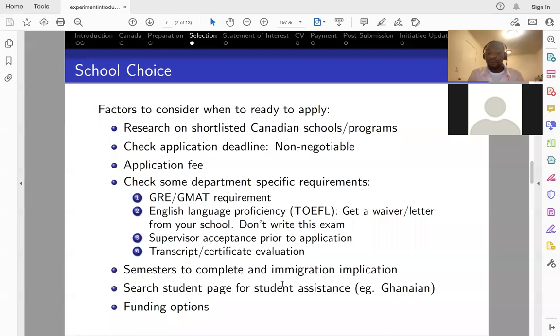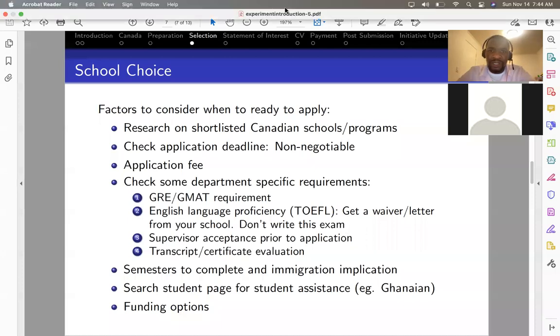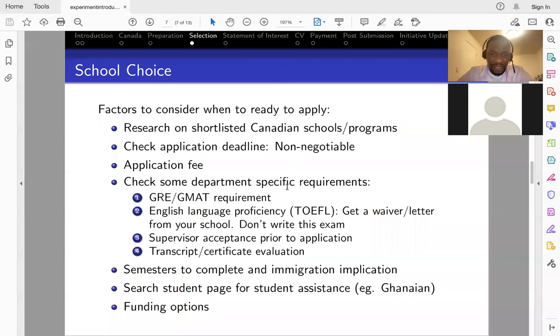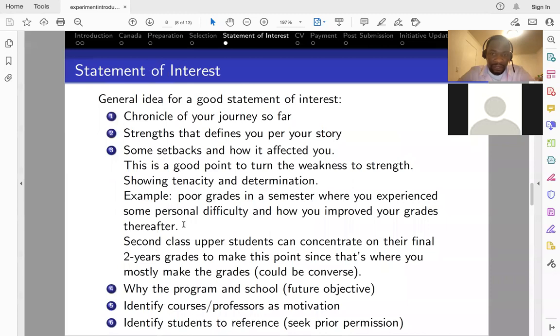In terms of the funding options, as I pointed out, there are a lot of funding options for you as a graduate student. So I want to pause here. There are questions that came in. If someone wants to use the mic as well, please let me know. I'm tallying all the questions and placing them for the final slide.